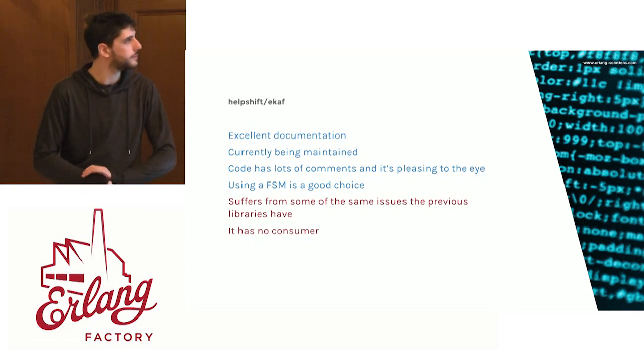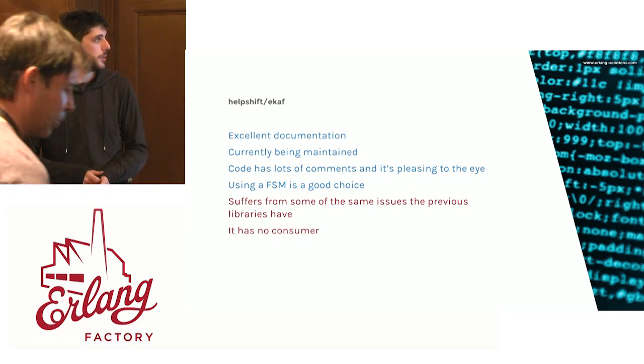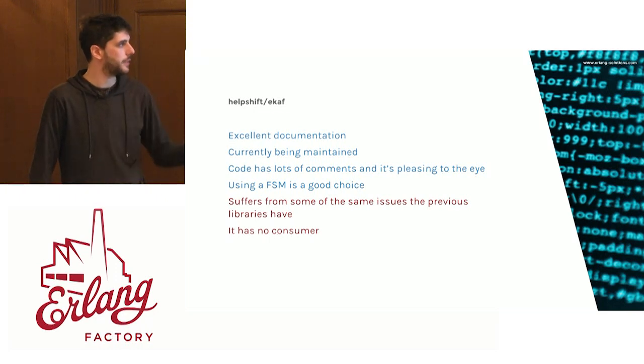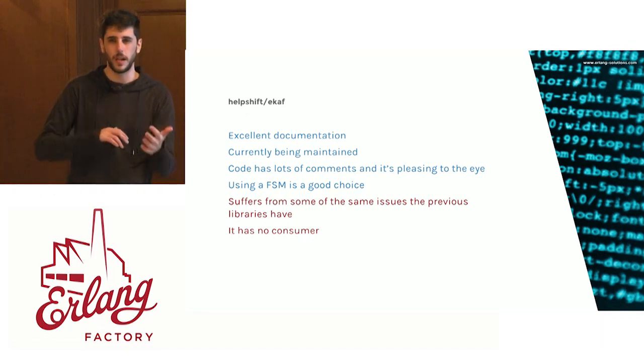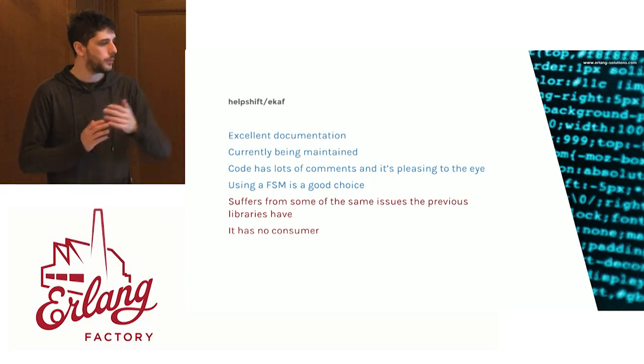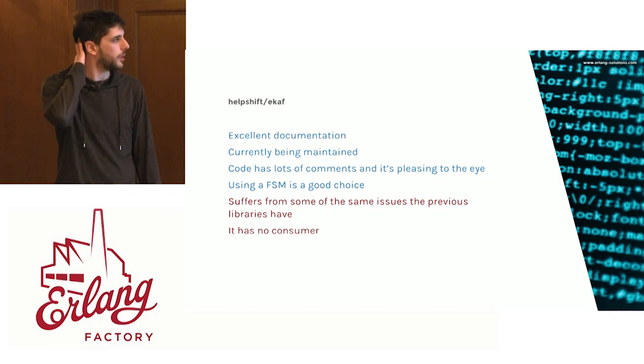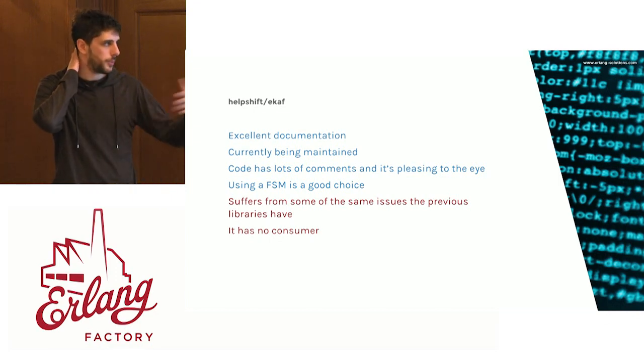And finally, we found eCaf, which has excellent documentation. The other ones have good documentation, but this is excellent. It's being maintained. The code is really easy to read. It uses an FSM to handle the different states of when it's connected to Kafka and when it's expecting responses from Kafka. That's a really clever solution to the problem. Super easy to read because it also has comments everywhere.